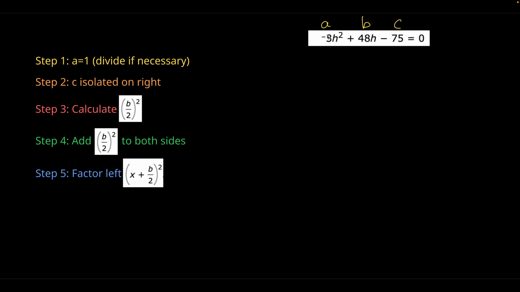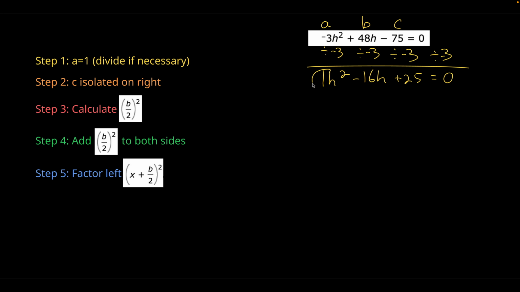So does a equal 1? Well, not right now. It equals -3. So what we're going to do is divide by -3, and we're going to divide everything, because it's an equation and we have to follow the rules of equations. When we divide, -3 divided by -3 is 1, so we have 1h squared minus 16h plus 25 equals 0. Now a is equal to 1, so step 1 is done.